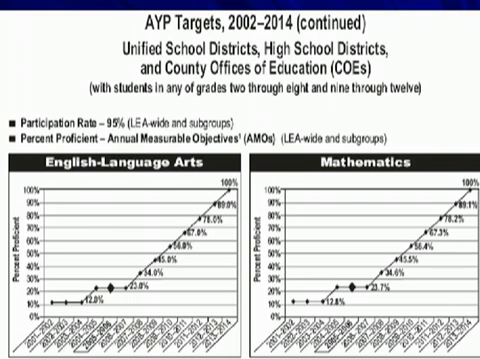Next slide. And as you can see here, on the left-hand side, you'll see it's English language arts, and it continues to go up all the way to 100%. And same thing in math, all the way up to 100% over the next couple of years. That slope is really, really hard to keep going up.